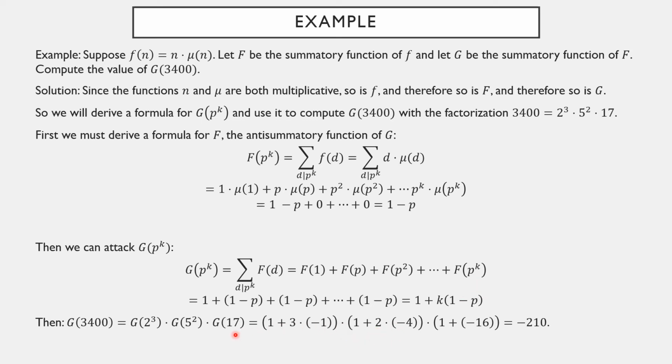And finally, G of 17, aka 17 to the first. So the prime is 17 and the power is 1. 1 plus 1 times 1 minus 17, or 1 plus negative 16. Compute all this out and you end up with negative 210. So without having to list out all of the positive factors of 3400, we determined that capital G of 3400 must equal negative 210.